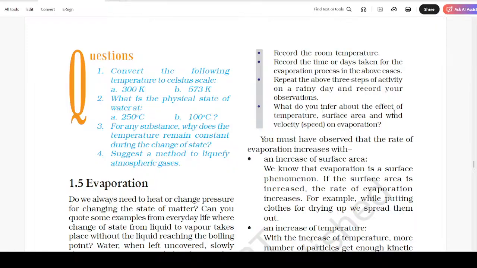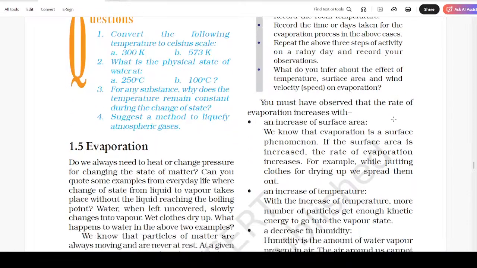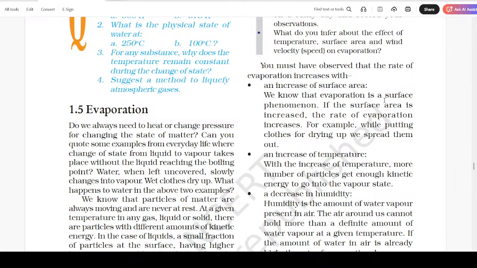You must have observed that the rate of evaporation increases with an increase of surface area. We know that evaporation is a surface phenomenon. If the surface area is increased, the rate of evaporation increases. For example, while putting clothes out for drying, we spread them out.